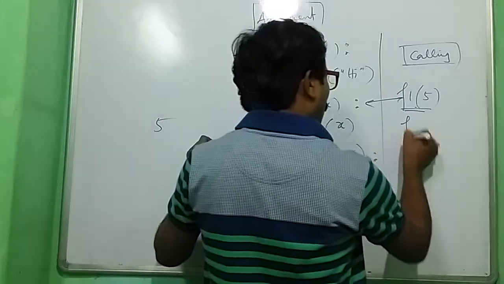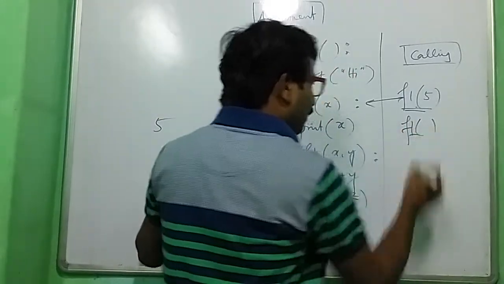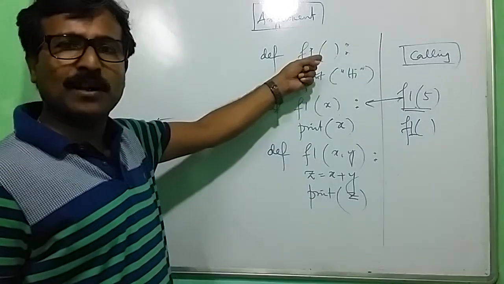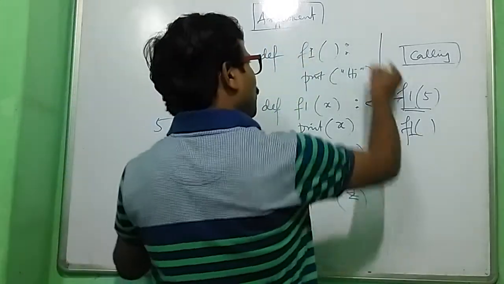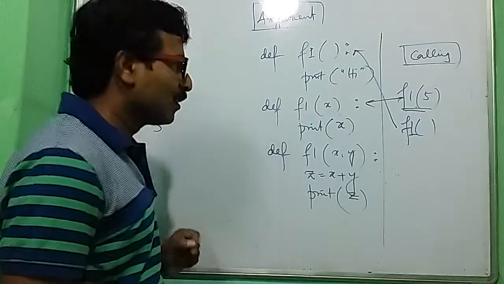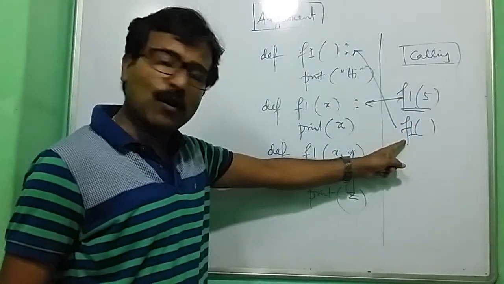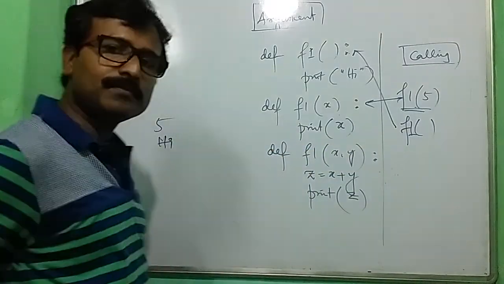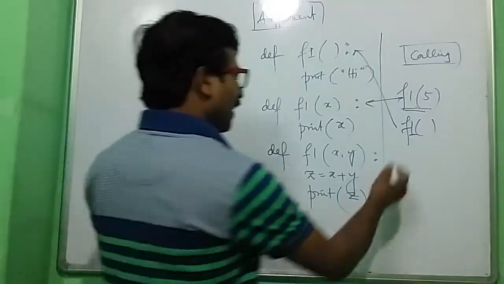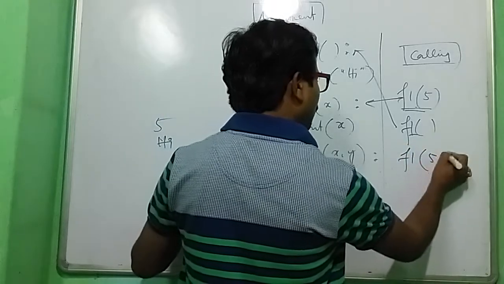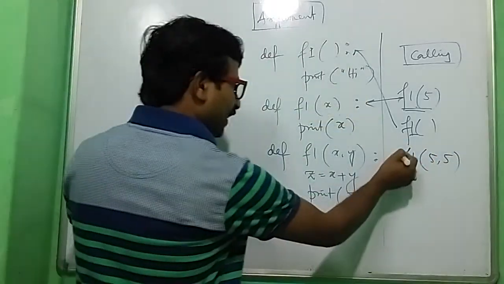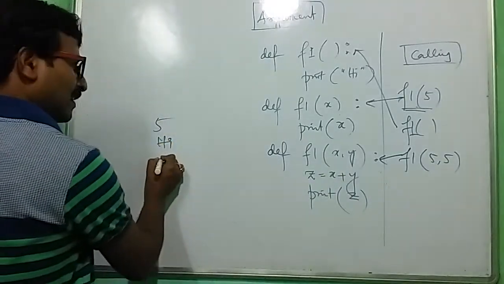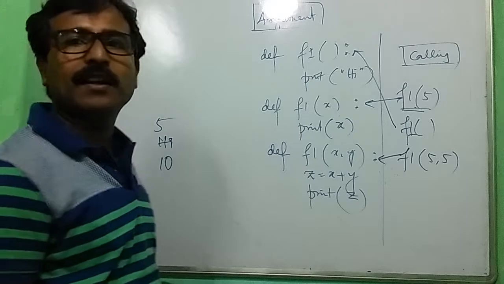Now whenever I will call f1 only without argument, so which one is matching? The first one is matching. So from here it will call the first one. So if I call only f1 without any argument, then it will print 5. And if I write f1 passing two parameters, so it is matching with this one. So this one will be called and the result will be 10 accordingly.